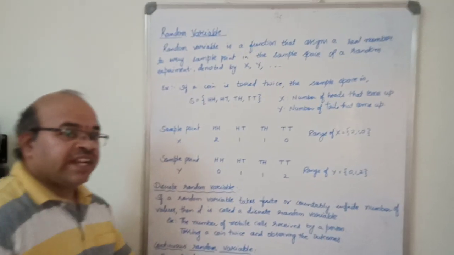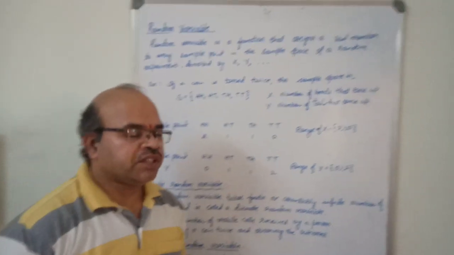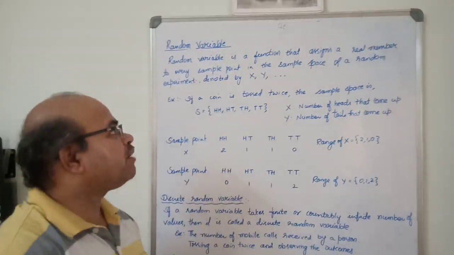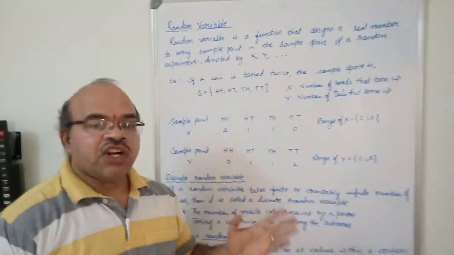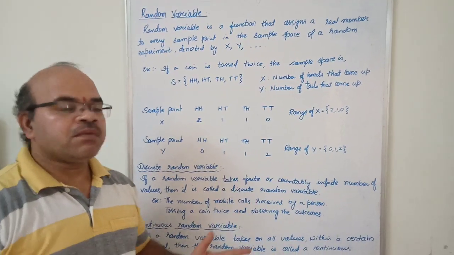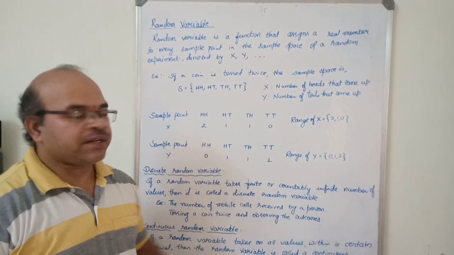Now let us move on to the next unit, the fifth unit. This is the last unit. The first topic in that is random variable. What is this random variable? This is actually the continued portion of probability. So the enhanced version of probability comes under this chapter, this unit.